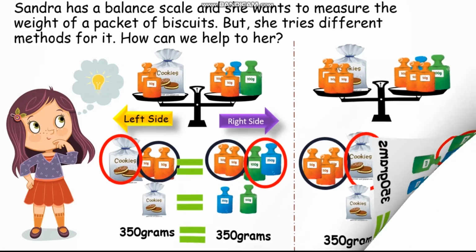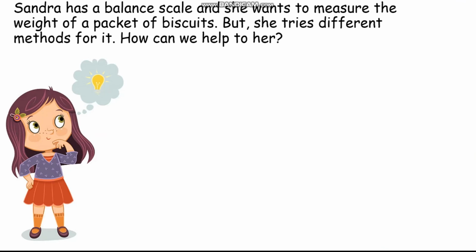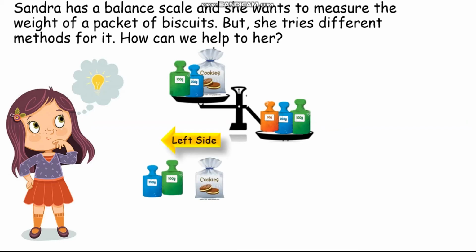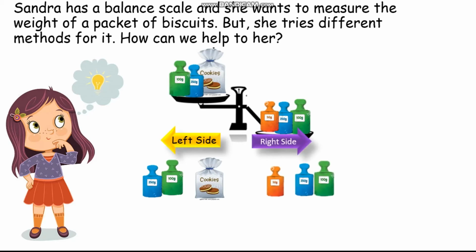Let's look at the fourth and final case. For this case, we also have a balanced scale, but this time it looks different from the others. Why does it look different from the others? I think you should think about that. Let's continue. For this one, on the left side we have 250 grams and 100 grams and a packet of cookies, and on the right side, we have some weights. What do you think about that?